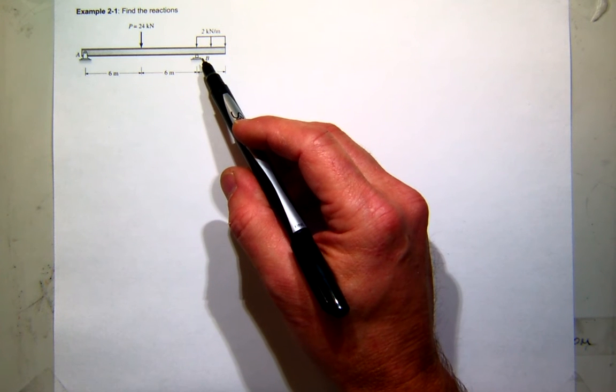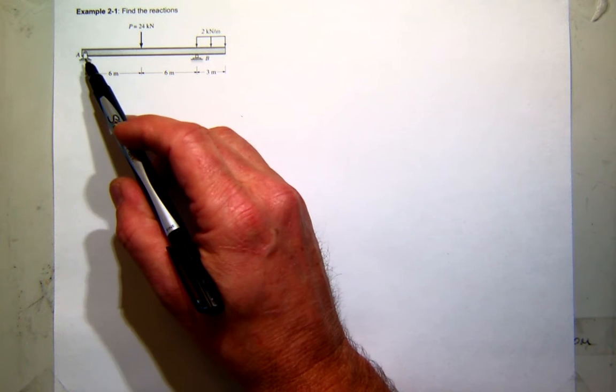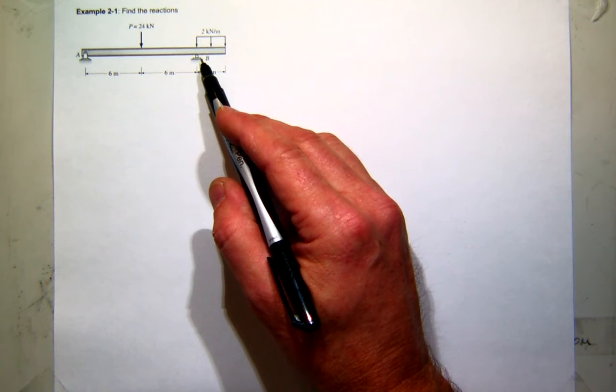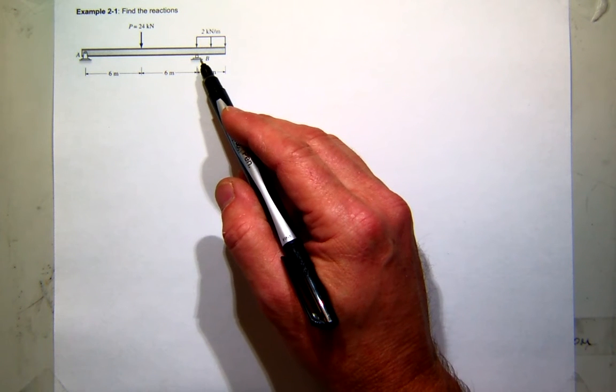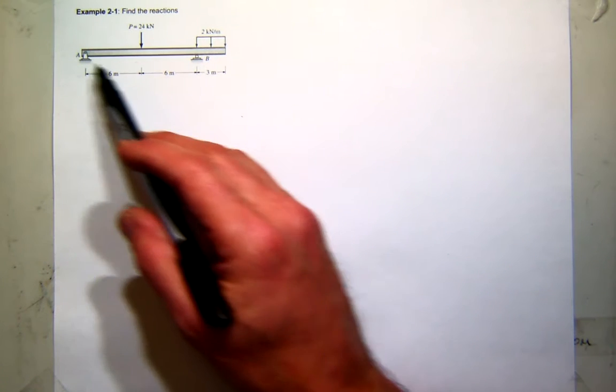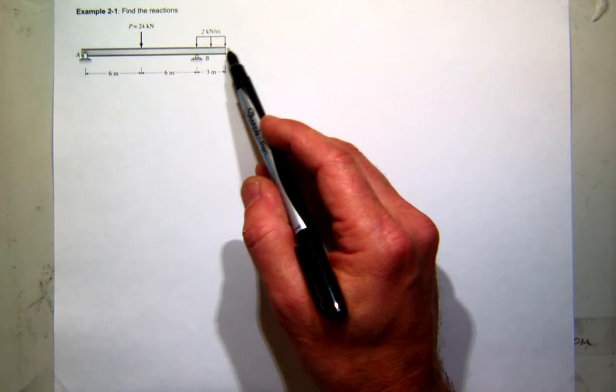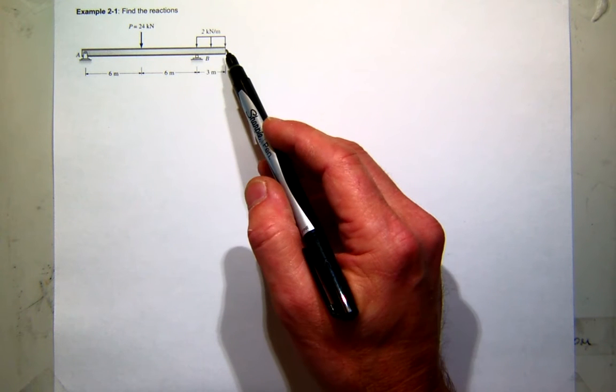So how many unknowns do we have in terms of reactions? Three, yeah. 2 at the pin and 1 at the roller. That's good. So we can probably solve this with one free body diagram. Then look at my loading scenario. I've got a point load. That shouldn't be too hard to handle. How are we going to manage this distributed load?